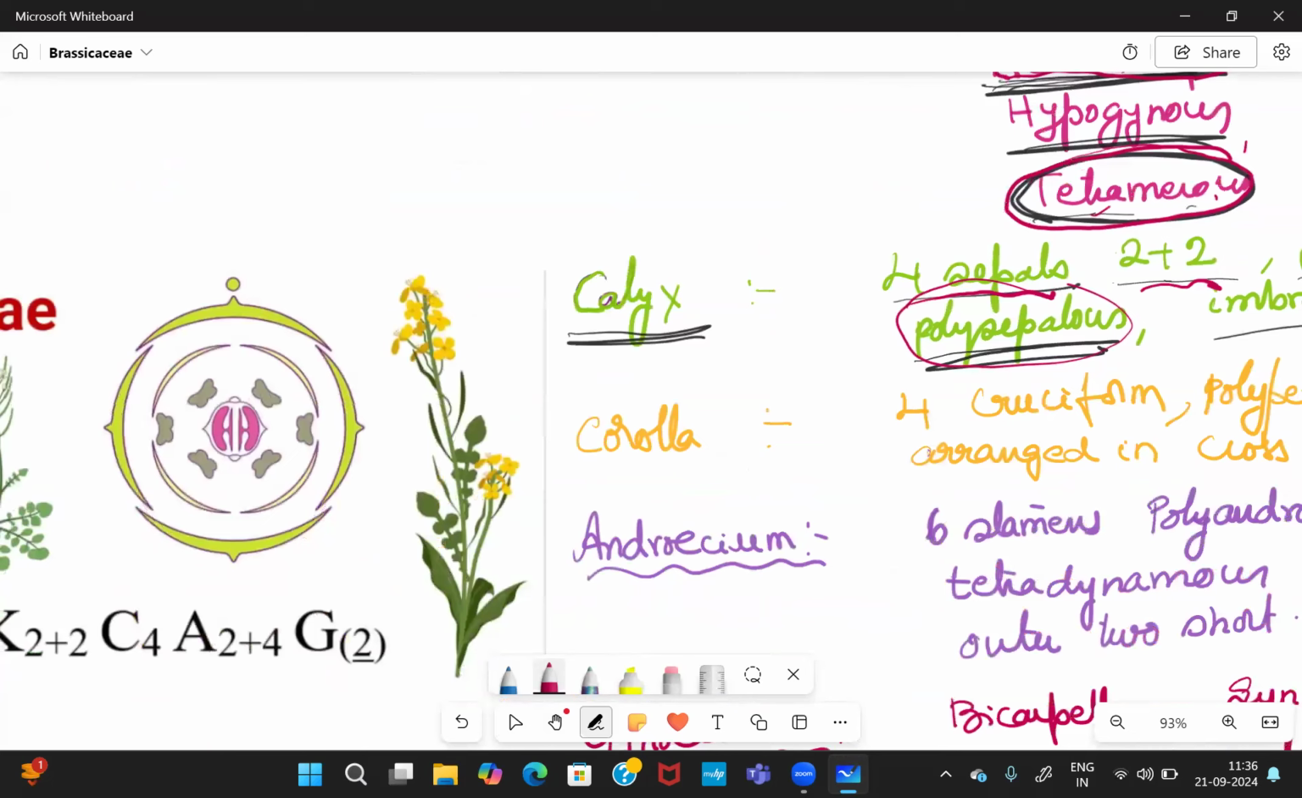Look here. These are the 4 sepals: 1, 2, 3, 4. This anterior one is completely out. Next to this is completely in. These two are completely in and this one is completely out. So this is the imbricate aestivation. This is the posterior side and this is the anterior side. Remember, this dot side is always the posterior side. This is the mustard plant.